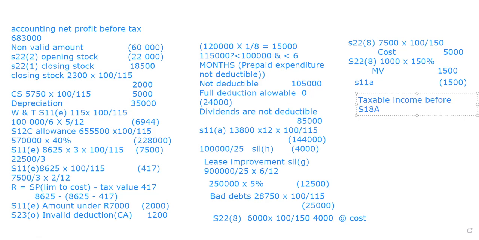So I was busy with the calculation. Plus 1,500 minus 1,500. So we get 423,256. The reason I calculated this is because your section 18A deduction is limited to your taxable income before it. Section 18A, I mean.